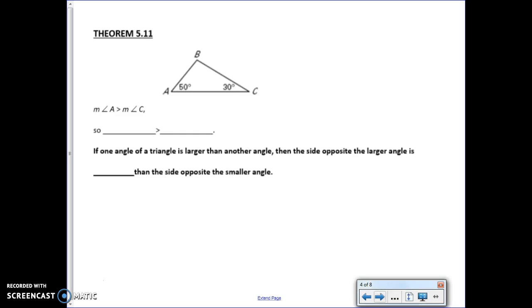Okay, so then this theorem says if we know that the measure of angle A is bigger than the measure of angle C, then the same thing is true with the side lengths here. So I'm looking across, and angle A is bigger than angle C, so side BC will be bigger than side AB. So if one angle of a triangle is larger than another angle, then the side opposite the larger angle is longer than the side opposite the smaller angle, or is greater than the opposite.